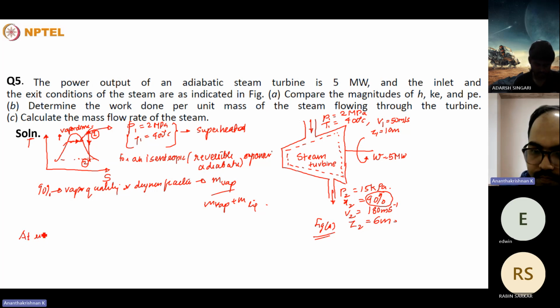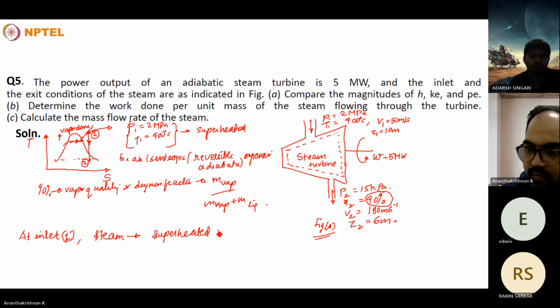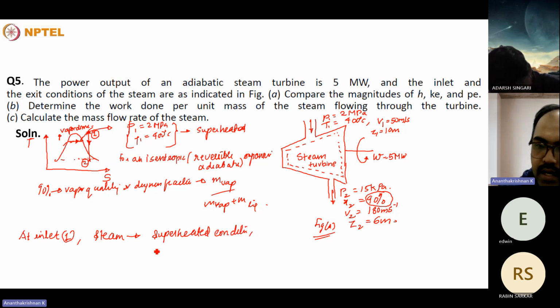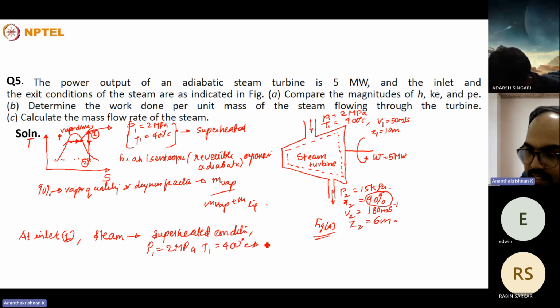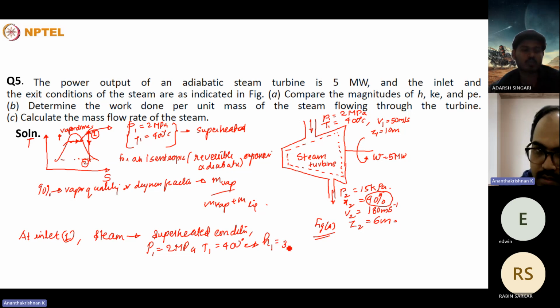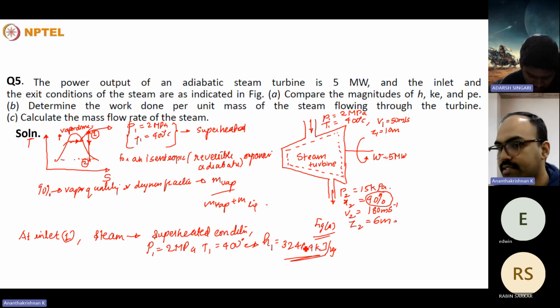At inlet, state point one, steam is in superheated condition. So you go into the superheated section of the steam table and use the pressure 2 megapascal and temperature 400 degrees Celsius to get the specific enthalpy H1, 3248.4 kilojoule per kg.